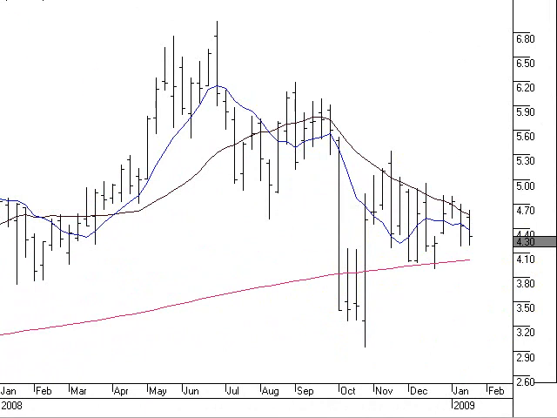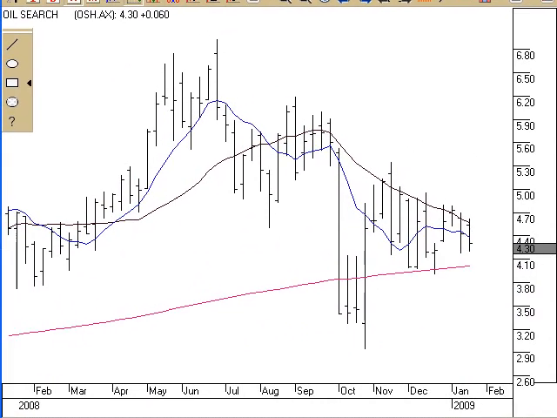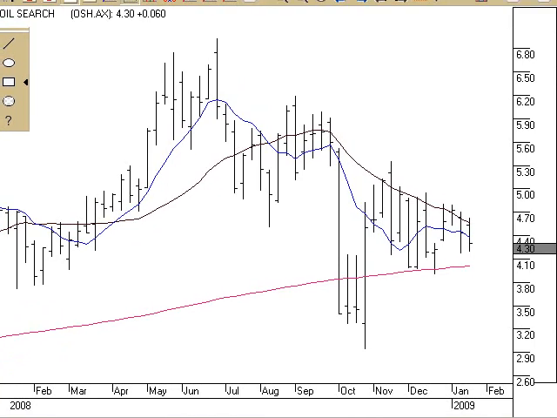We're going to look at OSH. OSH is Oil Search on the Australian stock market. What we're looking at right now is the weekly bar. Every single bar here represents a week, and we're just going to give a quick view of what's been happening with Oil Search.